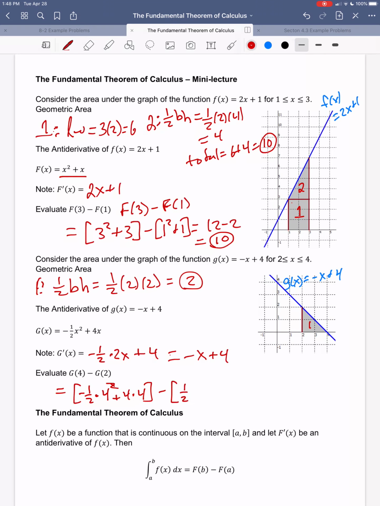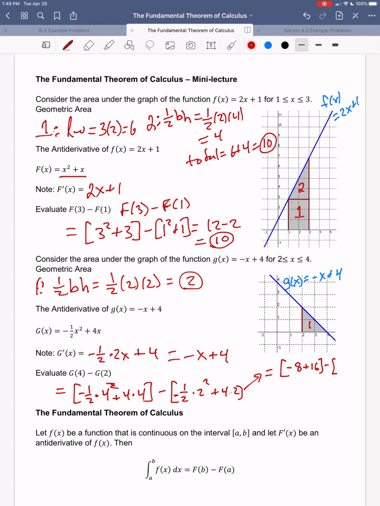So I get 1/2 times 2 squared plus 4 times 2. So what do I get in the first set of parentheses? Negative 1/2, I forgot there. So negative 1/2 times 4 squared. 4 squared is 16. Negative a half times 16 will be negative 8 plus 16.